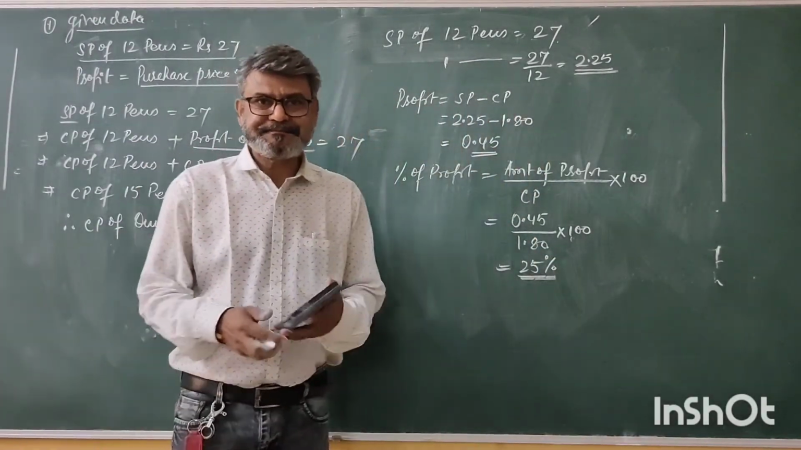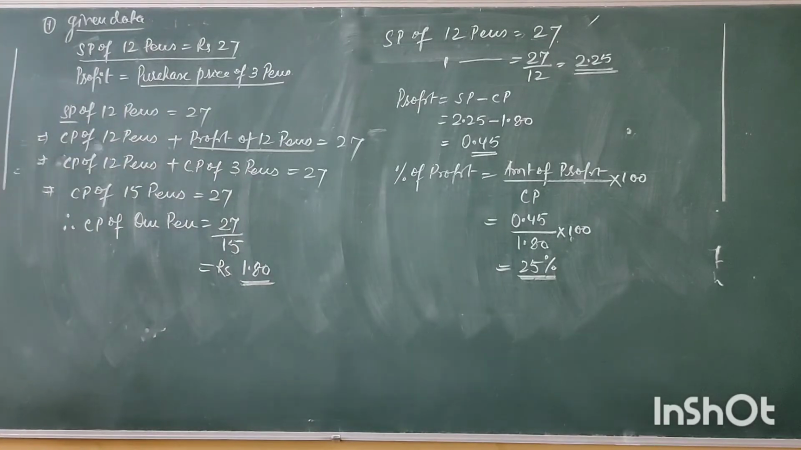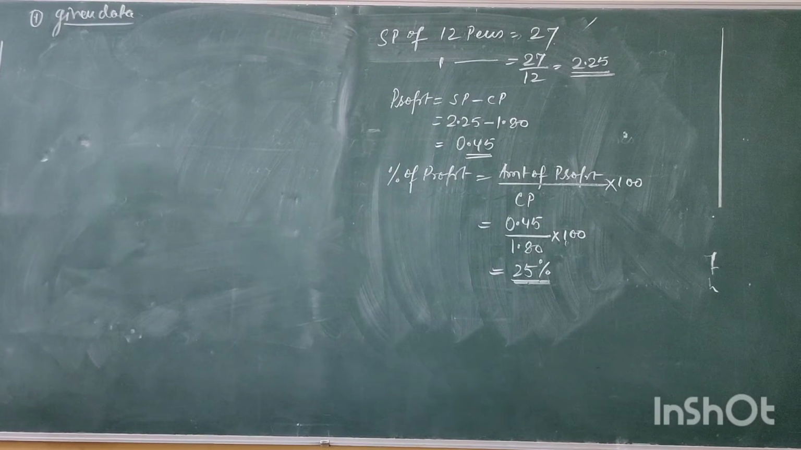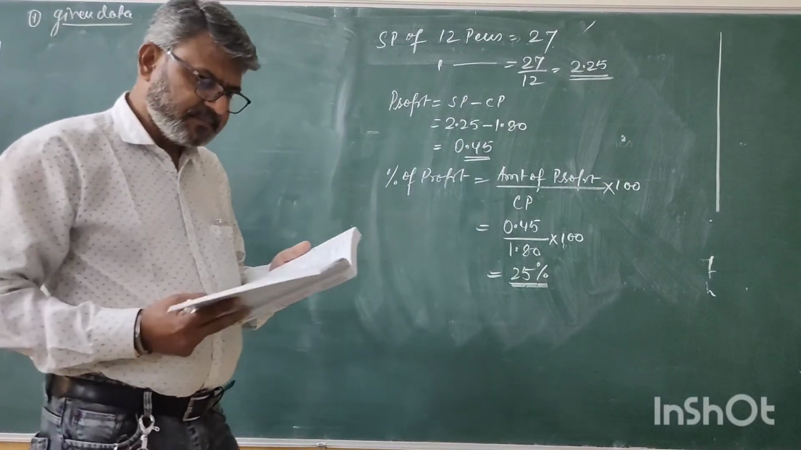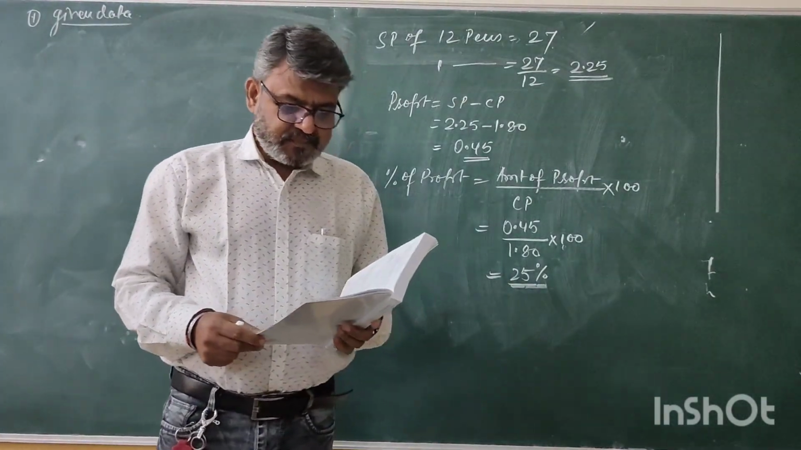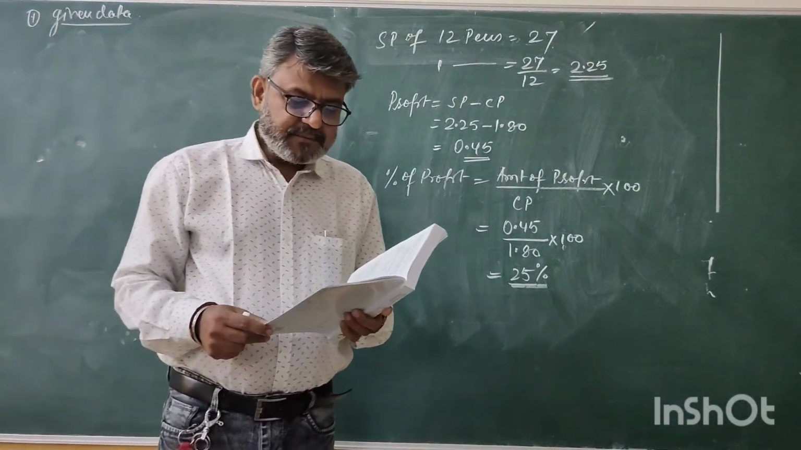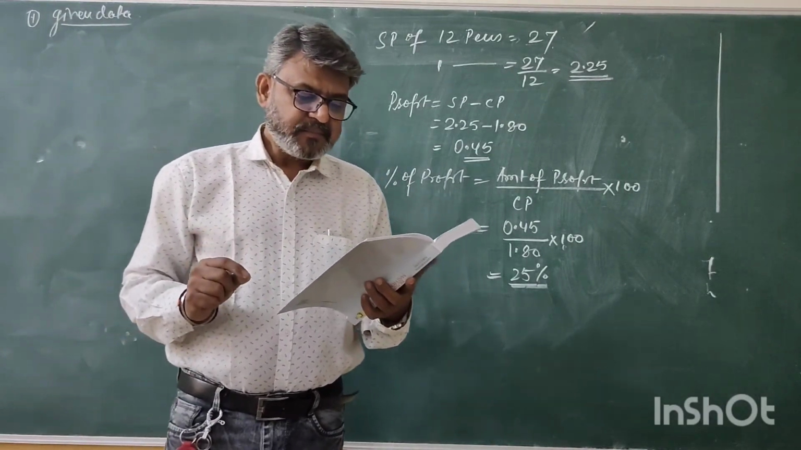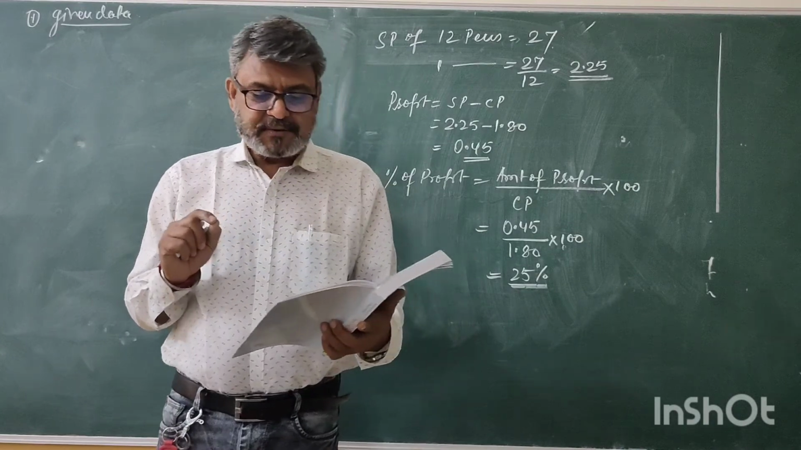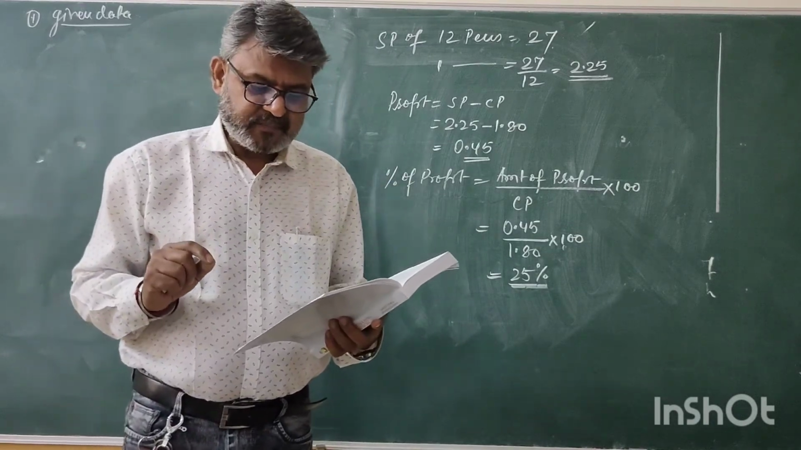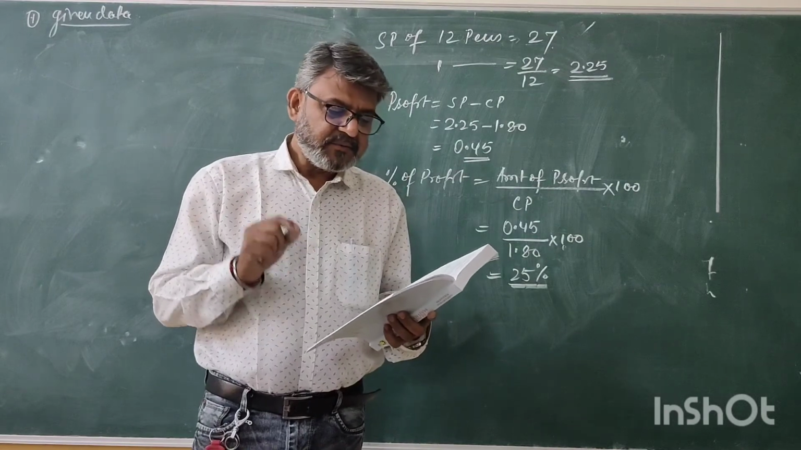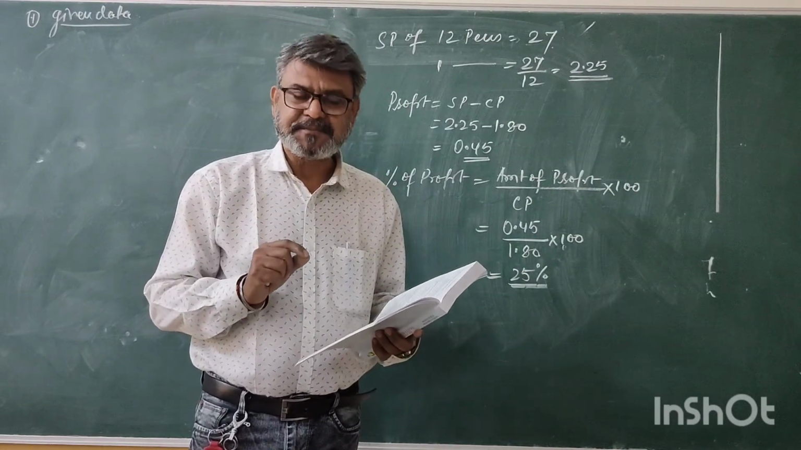क्लियर? चलिए आइए कुछ और क्वेश्चंस करते हैं. Now this is the next sum. If the commodity is sold for rupees 1500, understand, there is a profit of 25%. If the cost price is increased by rupees 100, find the profit percent.